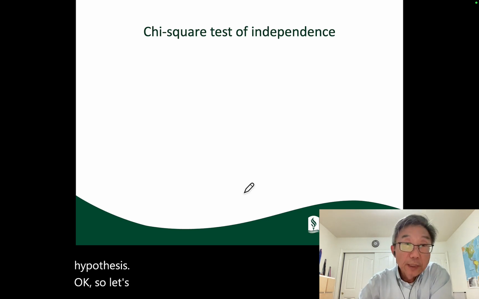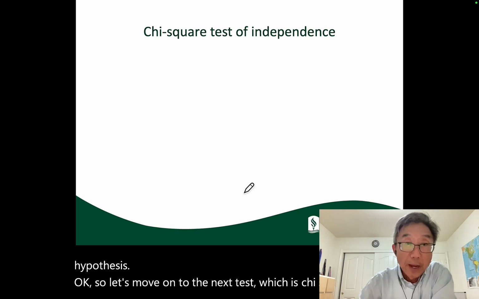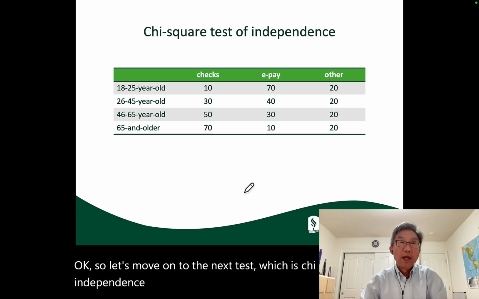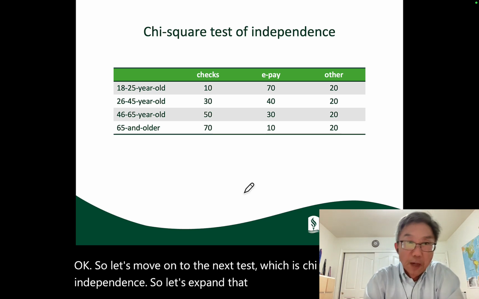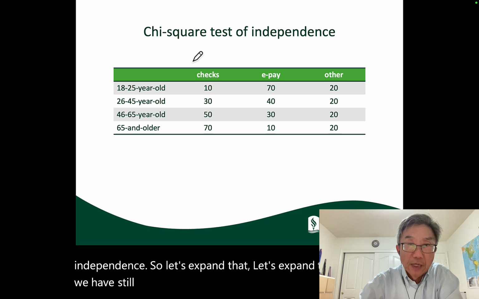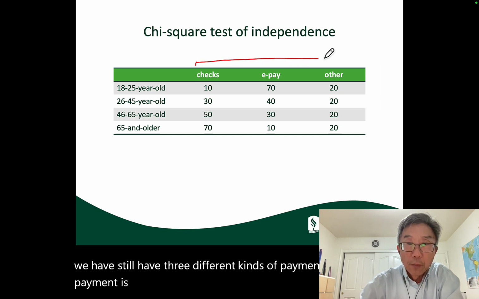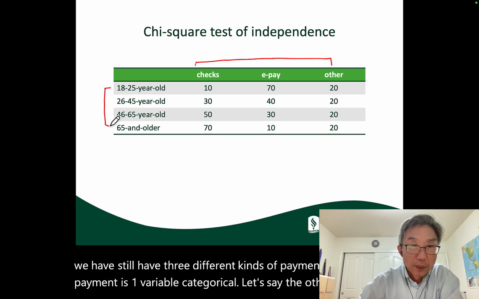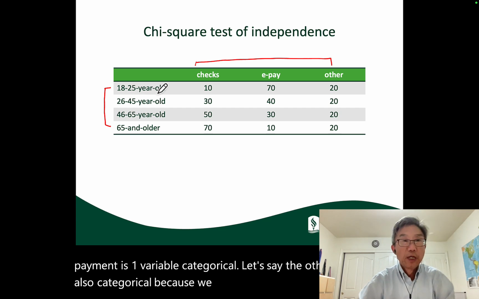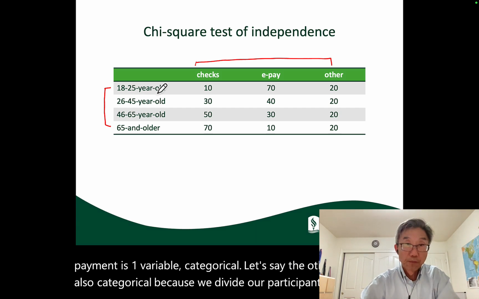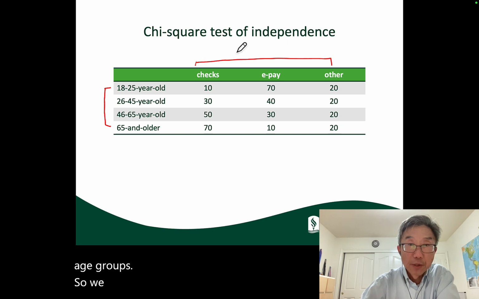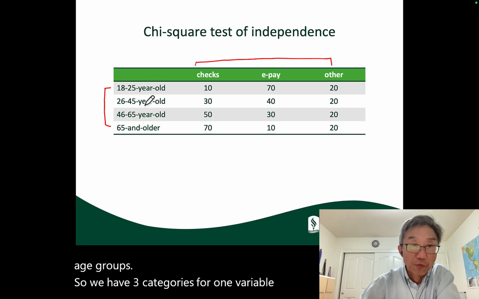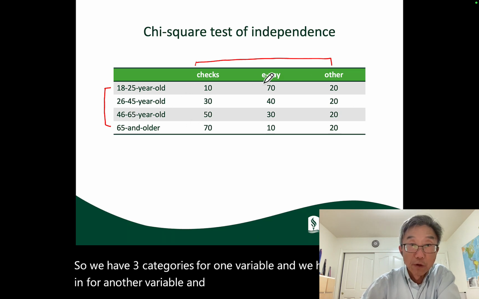Okay, so let's move on to the next test, which is the chi-square test of independence. So let's expand that example. So we still have 3 different kinds of payment. So the type of payment is one variable, categorical. Let's say the other variable is also categorical because we divide our participants into different age groups. So we have 3 categories for one variable, and we have 4 categories for another variable.